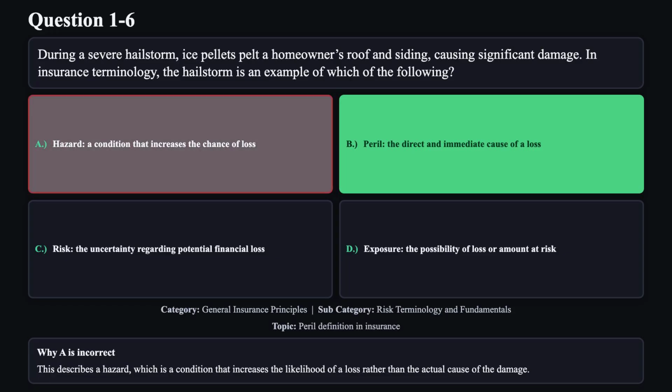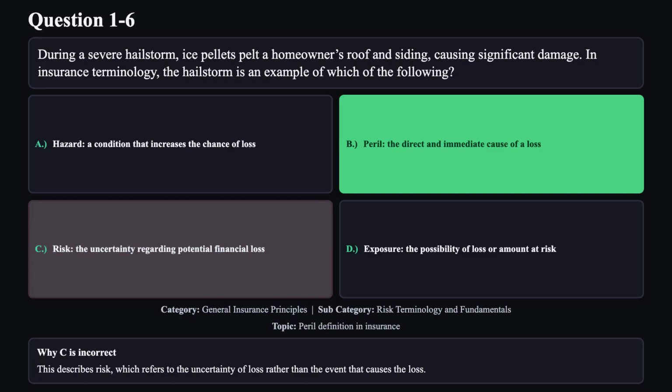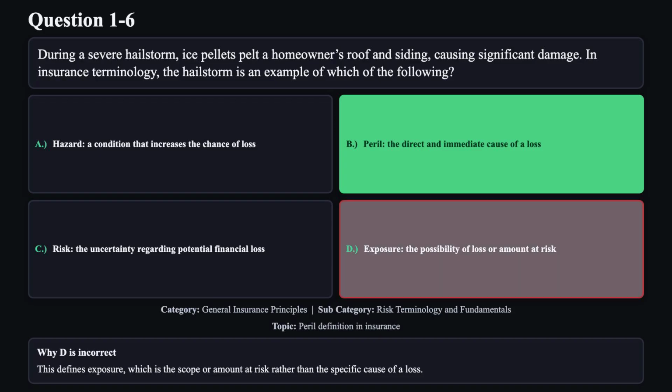of the damage. Reason C is not correct. This describes risk, which refers to the uncertainty of loss rather than the event that causes the loss. Reason D is not correct. This defines exposure, which is the scope or amount at risk, rather than the specific cause of a loss.